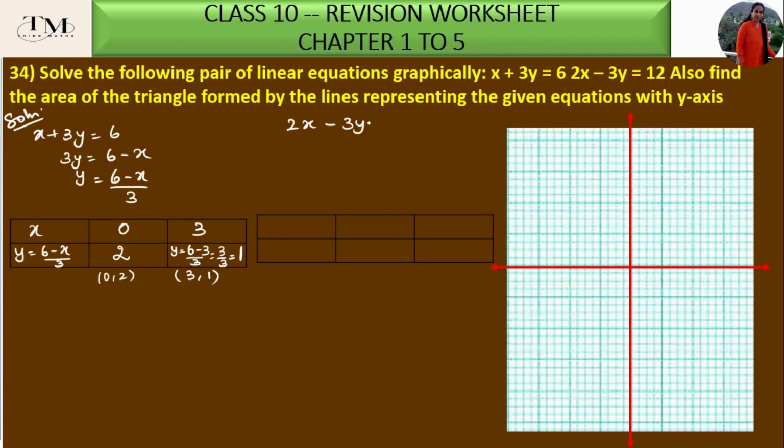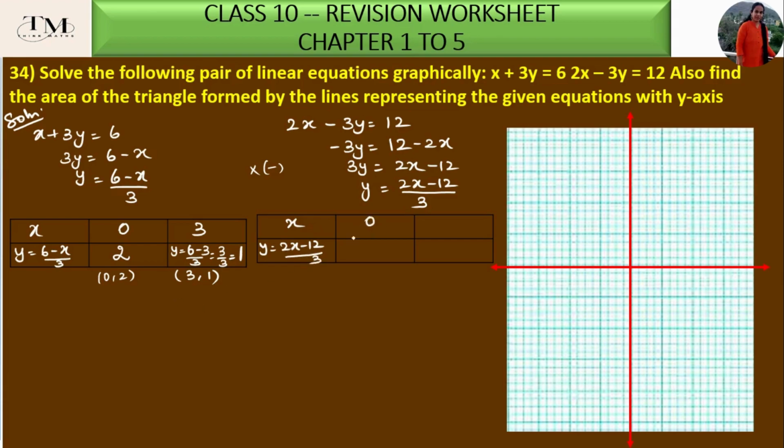2x minus 3y equal to 12. So keeping the 3y here, taking the x to right hand side. So plus 2x will become minus 2x. So multiply throughout by negative sign. What will happen? It will become 3y. This minus 2x will become plus 2x. Minus 12 will become plus 12. So y will be equal to 2x minus 12. 3 is in product, so it will come to division. So now we have x, y is equal to 2x minus 12 divided by 3.